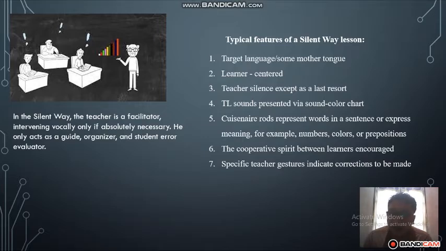Number 5, the rods, which look like crayons with a barcode. They represent words in the sentence or express meaning, for example, numbers, colors, or prepositions. Number 6, the cooperative spirit between learners is encouraged. Number 7, a specific teacher gesture indicates a correction to be made.